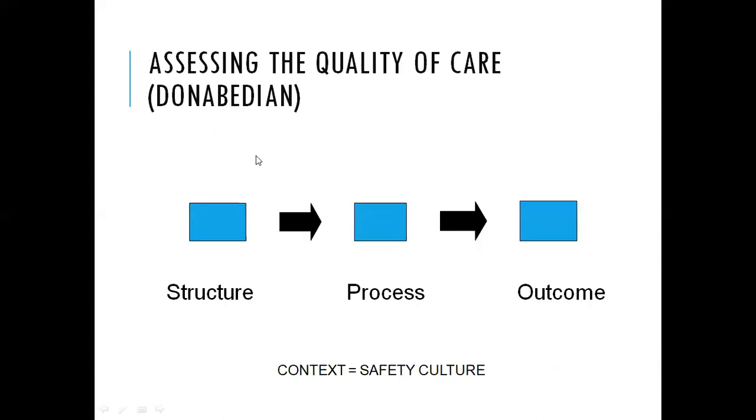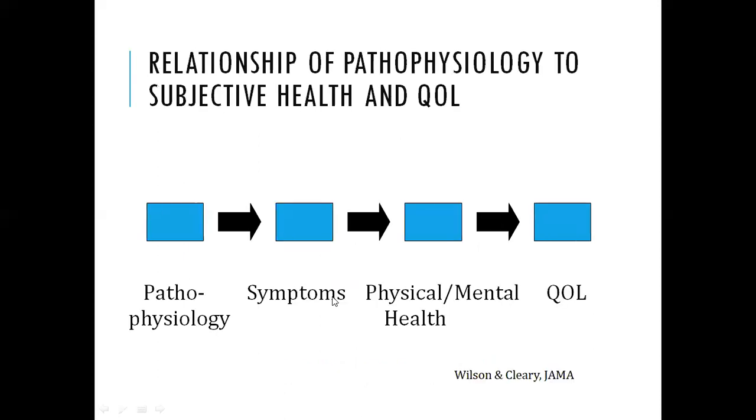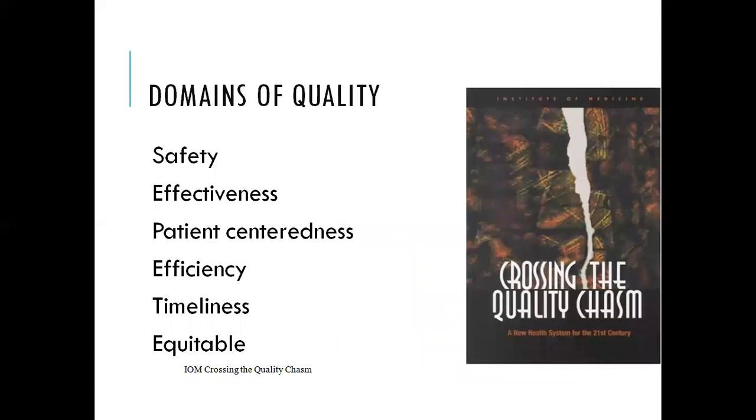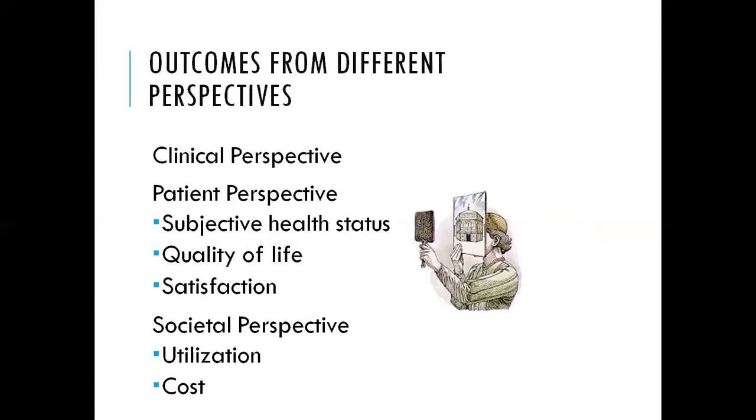We also talked about the Donabedian cycle, where there is a structure, there's a process, and there's an outcome, and how they are related. We have the pathophysiology, we have the symptoms, and these symptoms then manifest as a property of physical or mental health, and how it affects the quality of life. We were talking about the various domains of quality, which included safety, effectiveness, patient-centeredness, efficiency, timeliness, and equity.